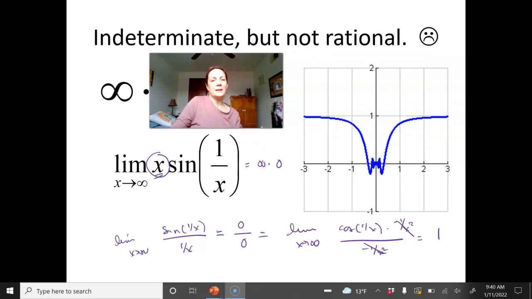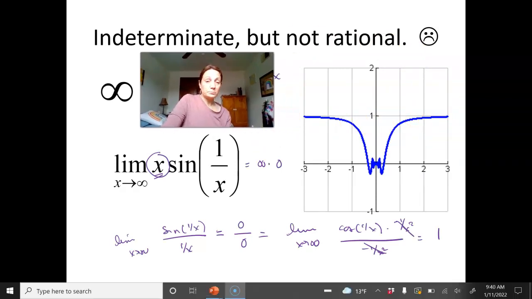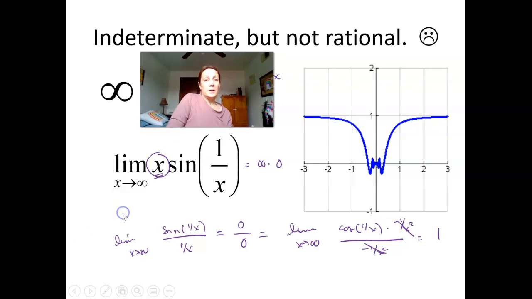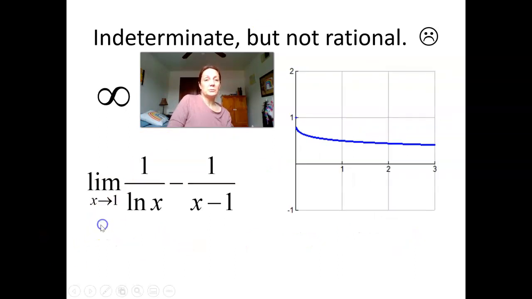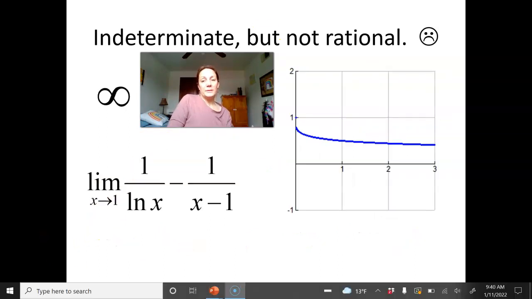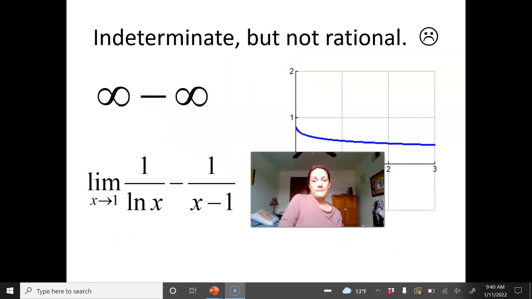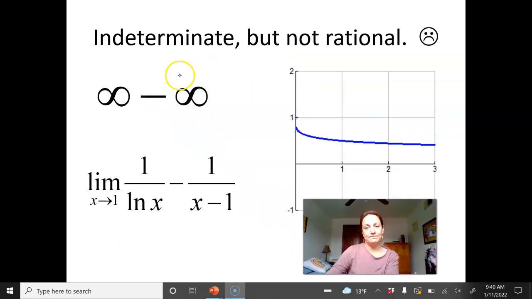Okay, so that's that kind of indeterminate form. This next one, infinity minus infinity. Also indeterminate but not rational. Also a pain. Here's why.